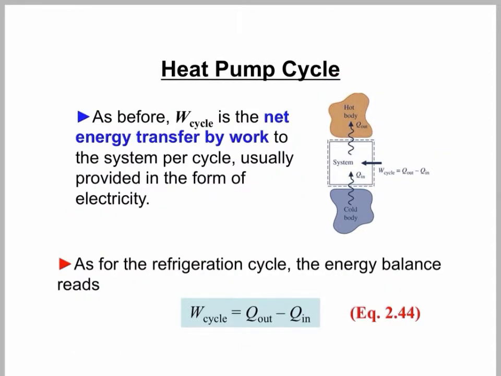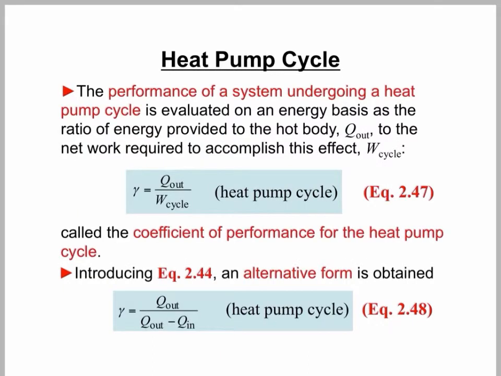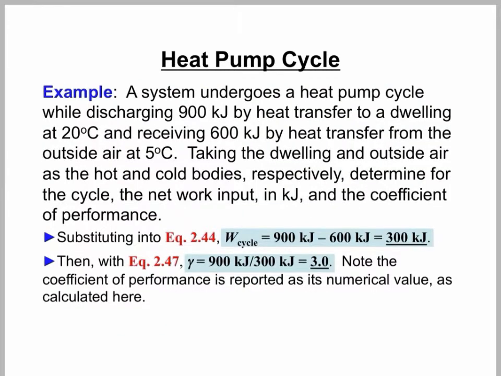The way that we determine the amount of work required is the same as the way that we determined the work required for a refrigeration system. However, the coefficient of performance is different. It is the Qout divided by the work that we had to put in, rather than the Qin divided by the work of the cycle for the refrigerator. Let's take a look at this example.